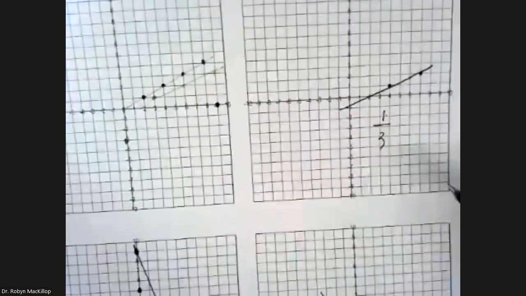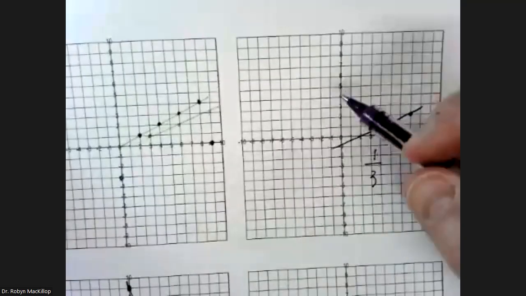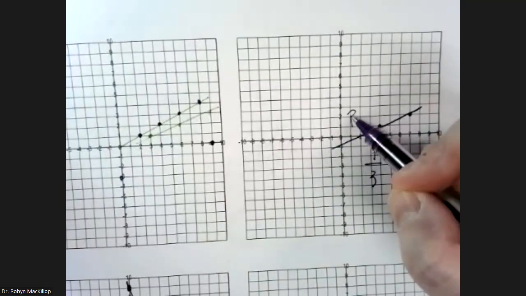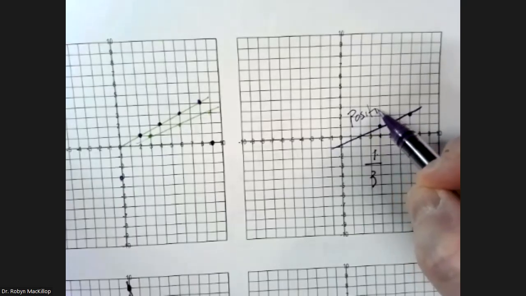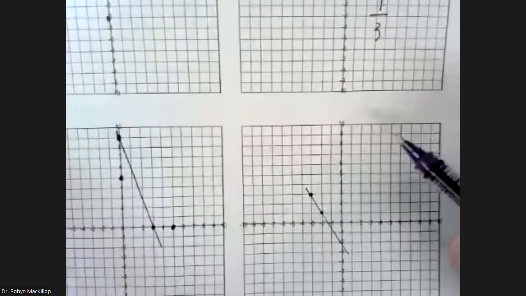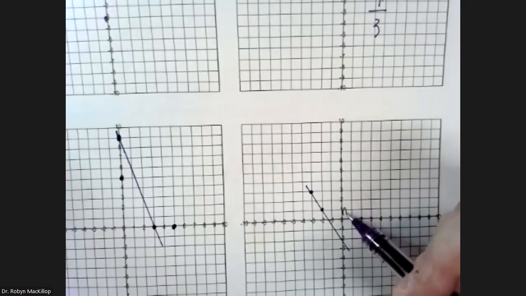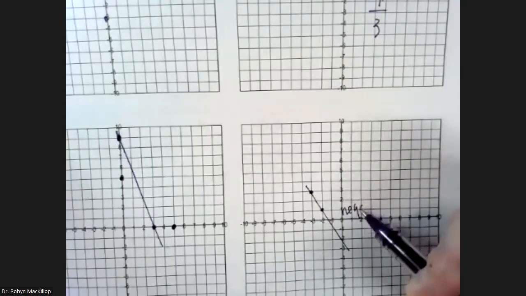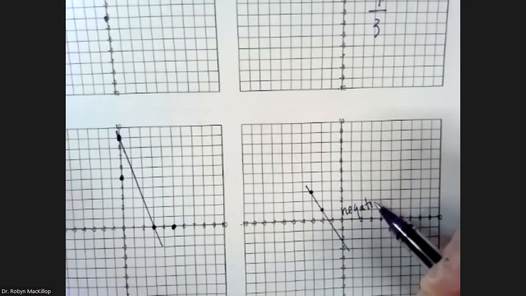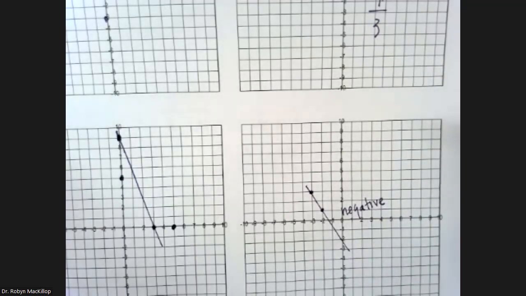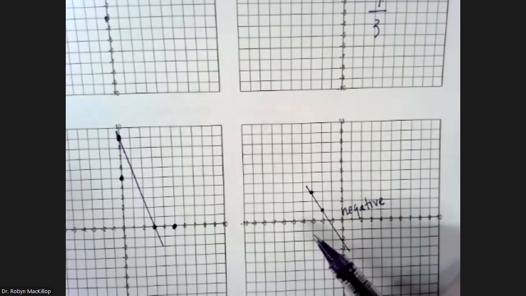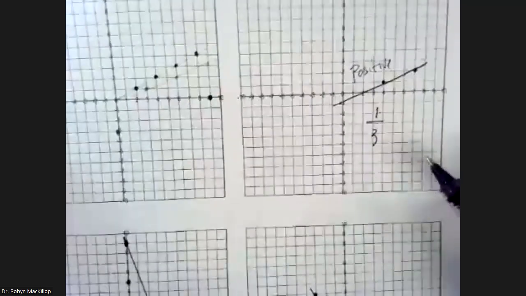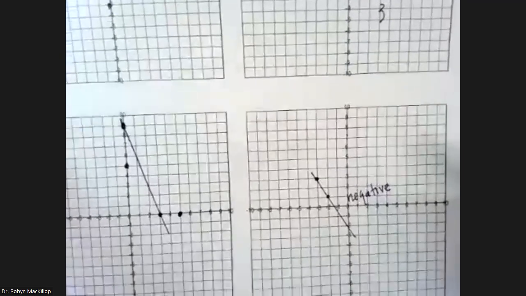This one up here, this is a positive line. It points to the right. And this one is negative. It points to the left. That could be a question. They'll give you a line and they'll say, is that a positive or a negative line? If it points left, negative. If it points right, positive.